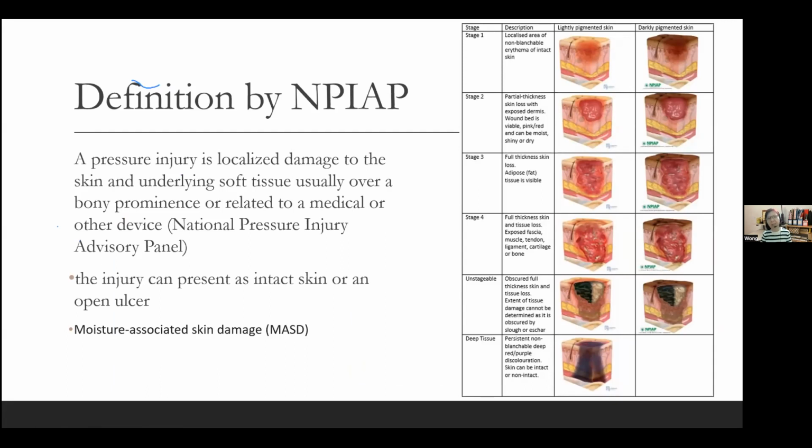This is something that has recently been brought up quite a lot, about medical devices or any other devices, like a catheter. It can even be a diaper, even the bedpan and all that. All these can actually cause the pressure injury. And the injury can also present as intact skin or an open ulcer. So intact skin and open ulcer, you can look at the chart here, the classification.